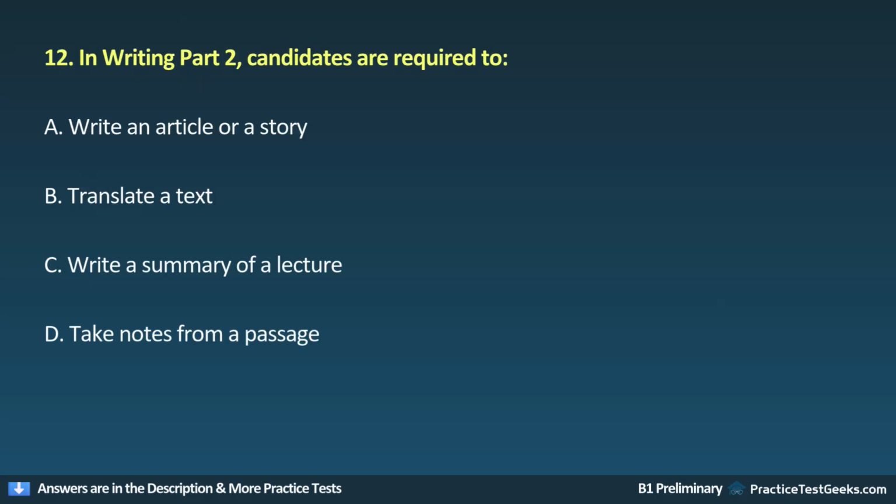12. In writing part 2, candidates are required to: A. Write an article or a story. B. Translate a text. C. Write a summary of a lecture. D. Take notes from a passage.